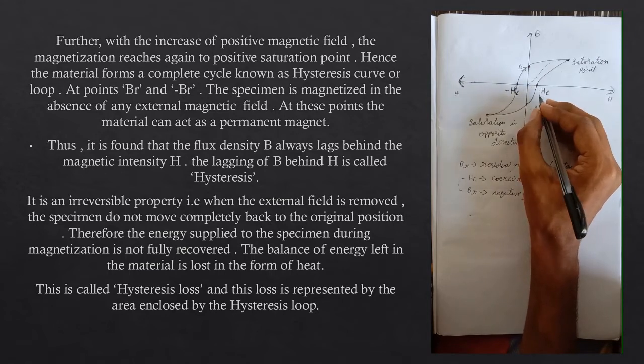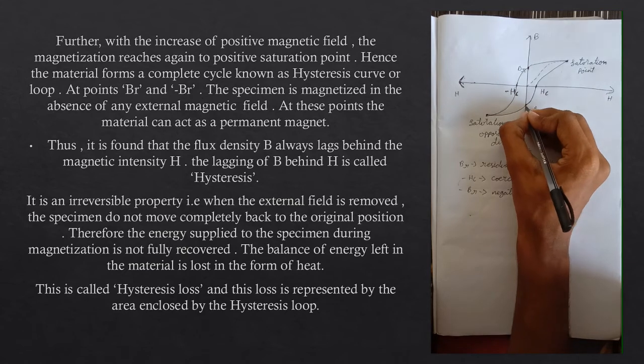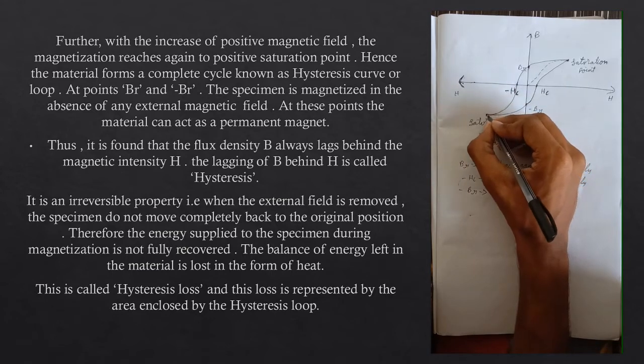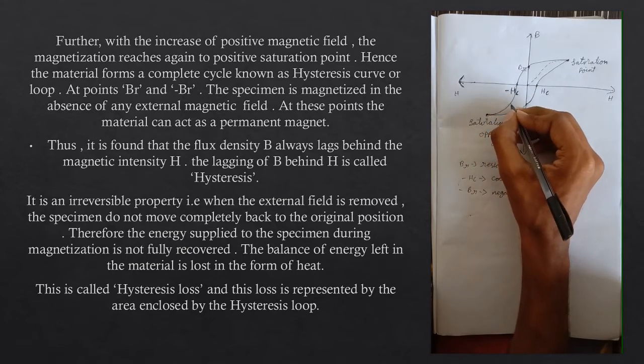That means when we remove the external magnetic field, the magnetization of the material is not zero, and it contains some energy. This energy is converted or lost in the form of heat in the material, and the material does not go back along the initial path. So it is said that the process is irreversible.